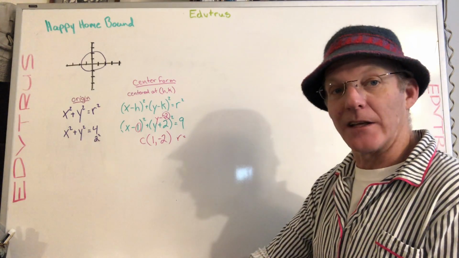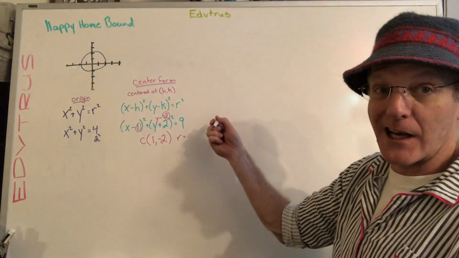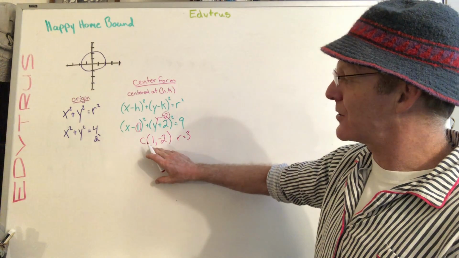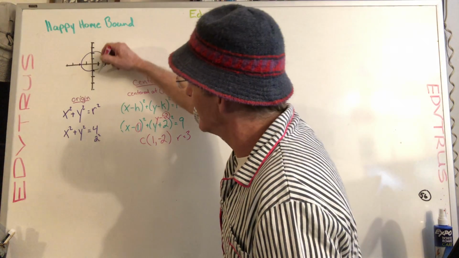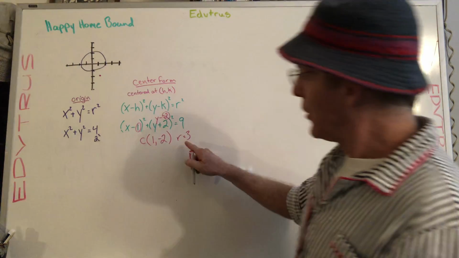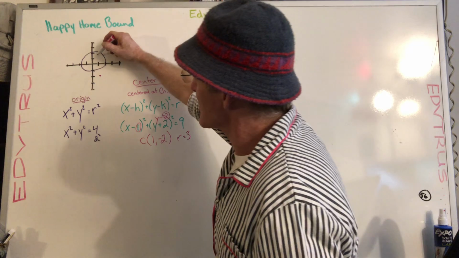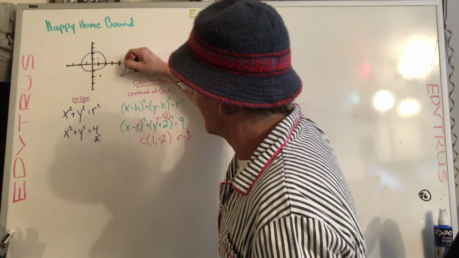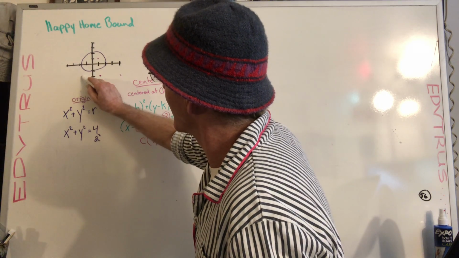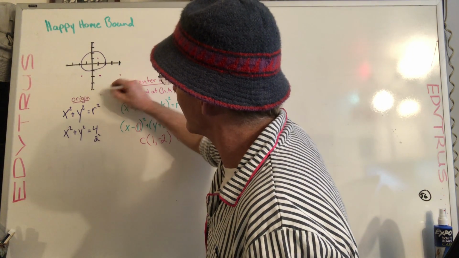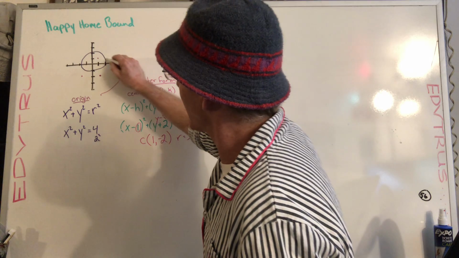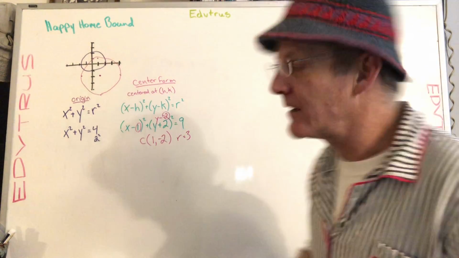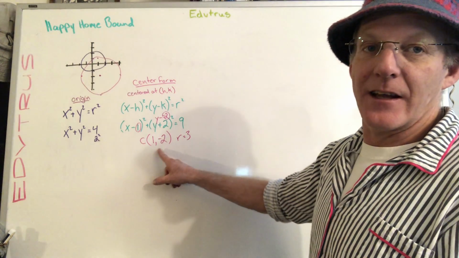And then we can see here the radius. What's the square root of 9? Just like the square root of 4 was 2, the square root of 9 is 3. So now we're going to have a circle centered at 1 comma negative 2, right about there, with a radius of 3. So I'm going to go up 1, 2, 3, over 1, 2, 3, and so on. I've got to go a little further down. And there's our circle translated 1 unit to the right and 2 units down.